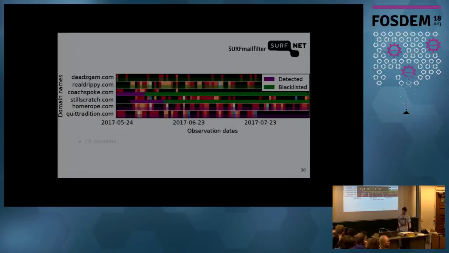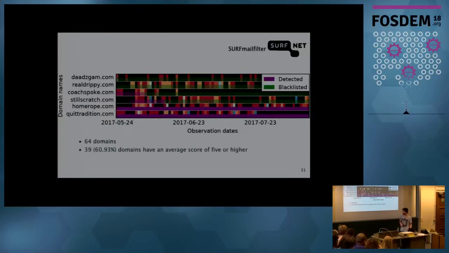Second category is the category where the difference between detection and blacklisting is 2 days or more. In this category, we see 29 domains. 21 of them have an average score of 5 or higher, and it accounts for about 450 emails. And the last category, this time it is visible, is the category that have been detected only. It accounts for 64 domains, 39 have a score of 5 or higher, and it accounts for about 1,000 emails.